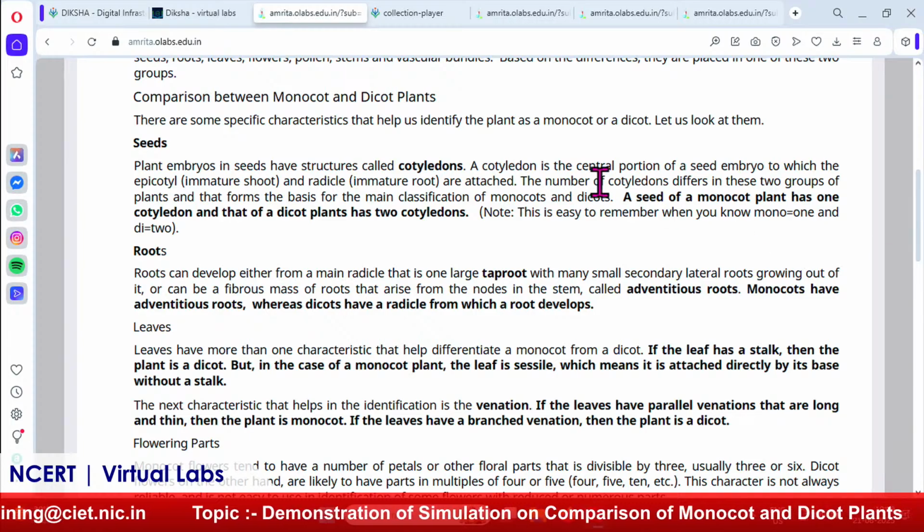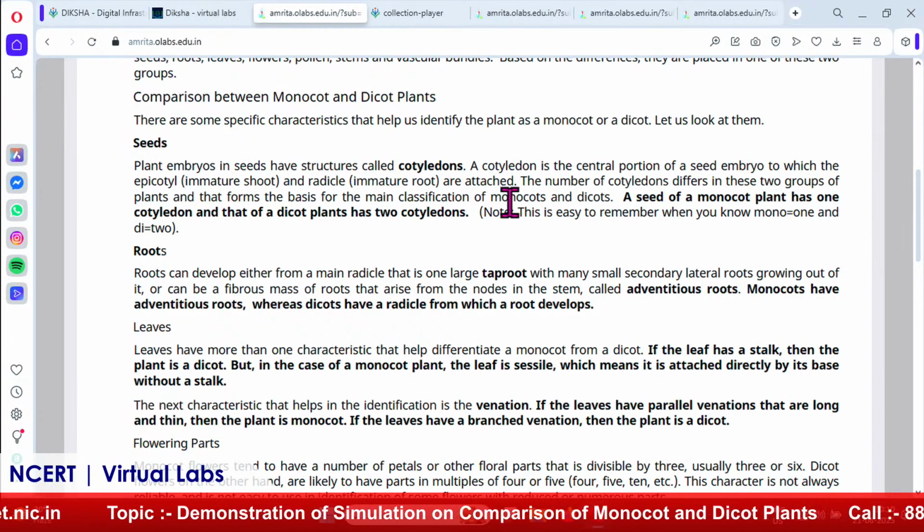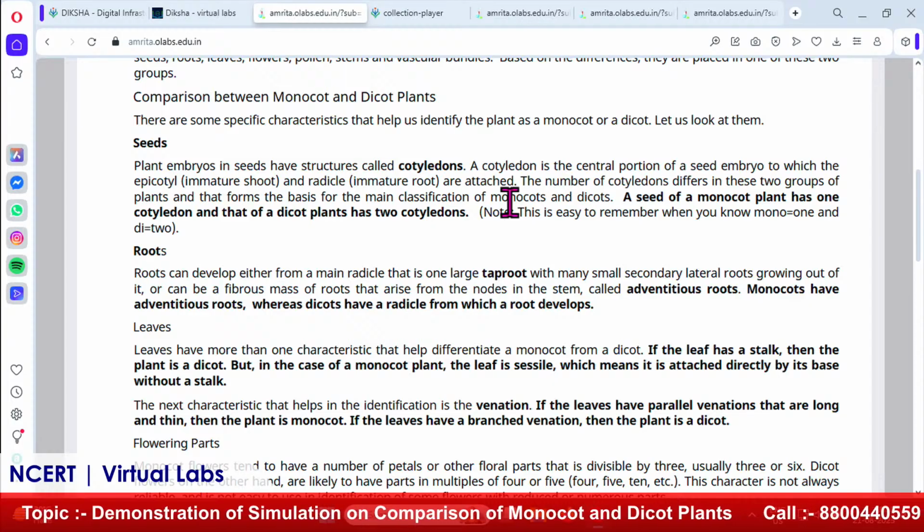So first of all, starting from seeds. In the seed we have cotyledons, monocotyledon and dicotyledon. Mono means one, di means two.